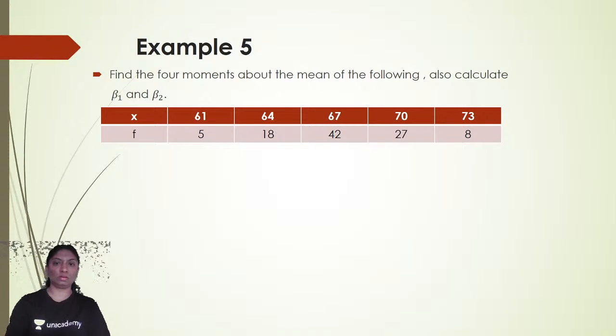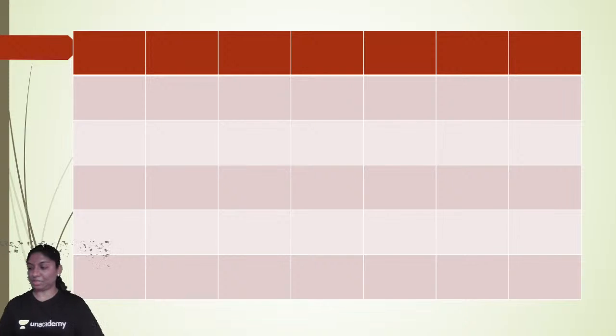Now again we require mu 1 dash, mu 2 dash, mu 3 dash, mu 4 dash. Same, I hope you know how to find it. I'm just putting the values here.